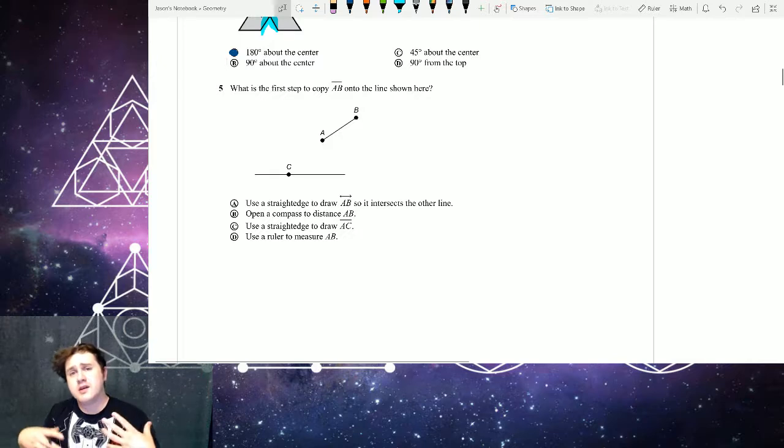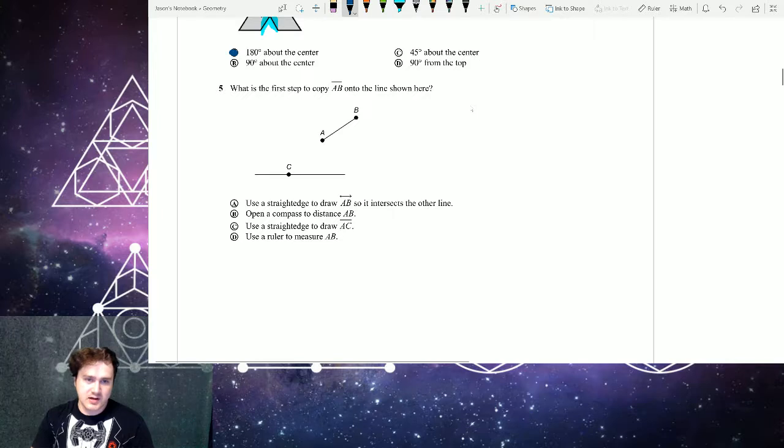Again, on a construction, you do not use any rulers at all to measure it. You can use a ruler as a straight edge, but those measurements are something that you do not use. You set that compass to that distance. So we're making a compass this distance. We put the end point here, and we make an arc that crosses the line.